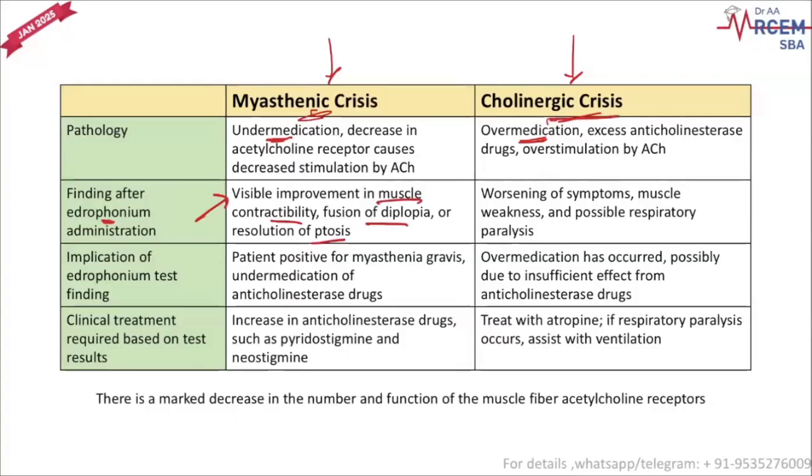But in cholinergic crisis, what will happen? Over medication, you're giving more medication, the symptoms can worsen. The symptoms can worsen so much so that there might be respiratory paralysis and the patient can go apnea. So have a standby anesthetist to intubate this patient at any point of time. So that's how you will identify which is overdose and which is not. Clinically, you will then stop the anticholinesterase drugs in myasthenia gravis because it's over medication here, and give atropine. If respiratory paralysis occurs, then you need to ventilate these patients.